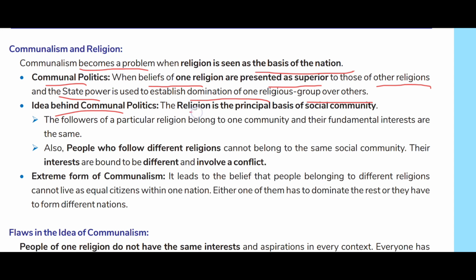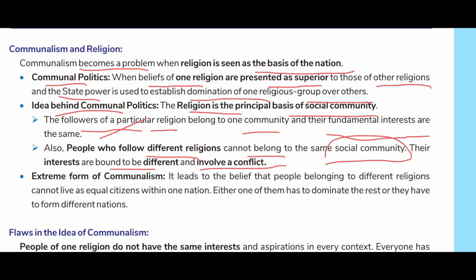Idea behind communal politics: religion is the principal basis of social community. The followers of a particular religion belong to one community and their fundamental interests are the same. Also, the people who follow different religions cannot belong to the same social community. Their interests are bound to be different and involve a conflict.